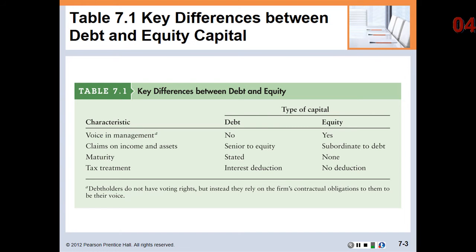Claims on income and assets. Debt holders come first. Stockholders come at the very end, especially common stockholders. The maturity of bonds: they have a stated maturity. Stock, at least technically, does not have a maturity date. And then the tax treatment: interest payments are tax deductible. They're an expense for companies, which is a good thing. When a company pays dividends on its stock, that is not tax deductible. So it is treated differently.